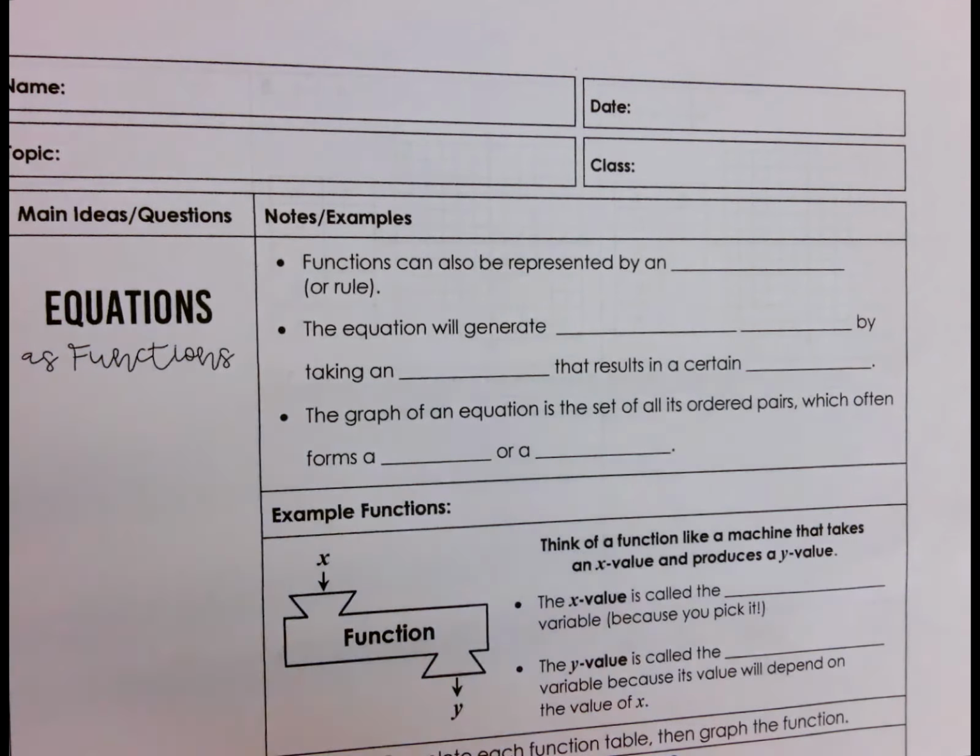And so functions can also be represented by an equation, or a rule. An equation is really truthfully just a rule for a function. So when we have an equation or a rule, it's going to generate ordered pairs. We've done a little bit with this without even realizing what we were doing a couple of weeks ago. We take an input, an x value, and it's going to give you a certain output, or y value, where the input is x and the output is y.